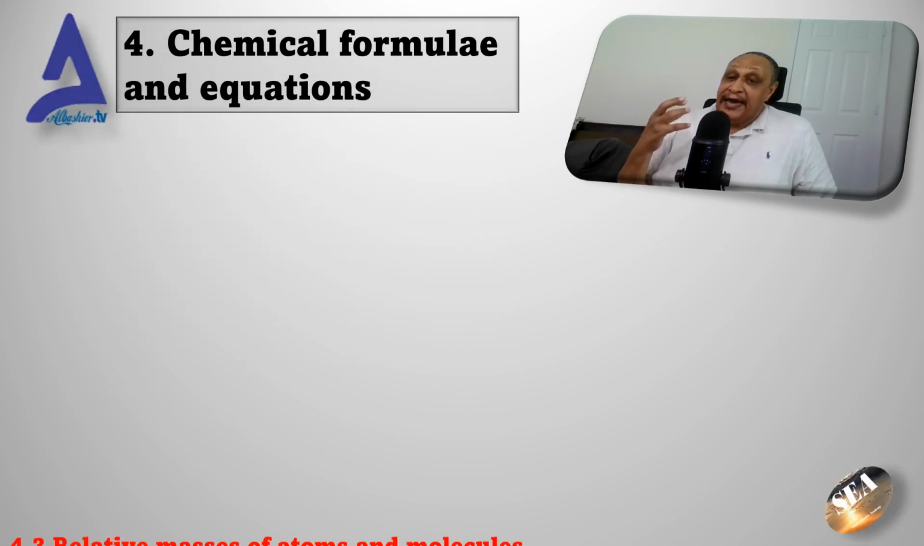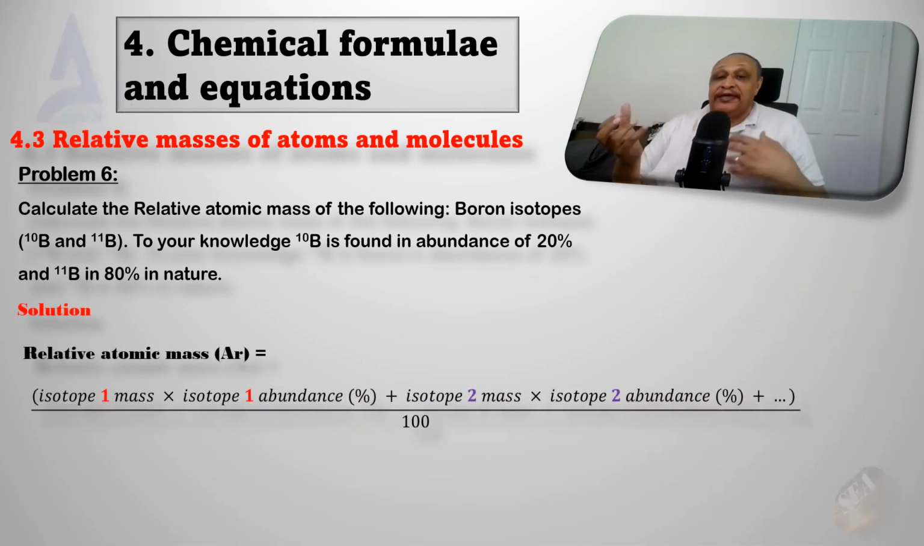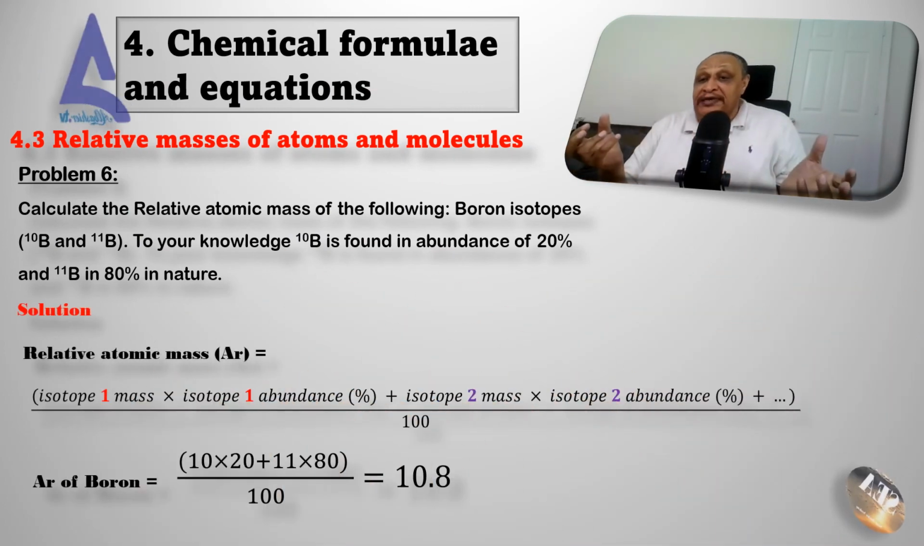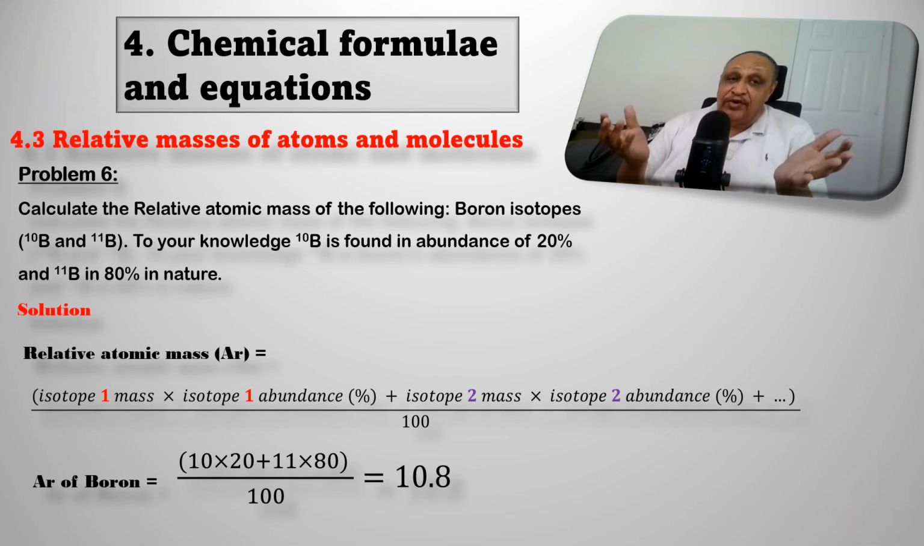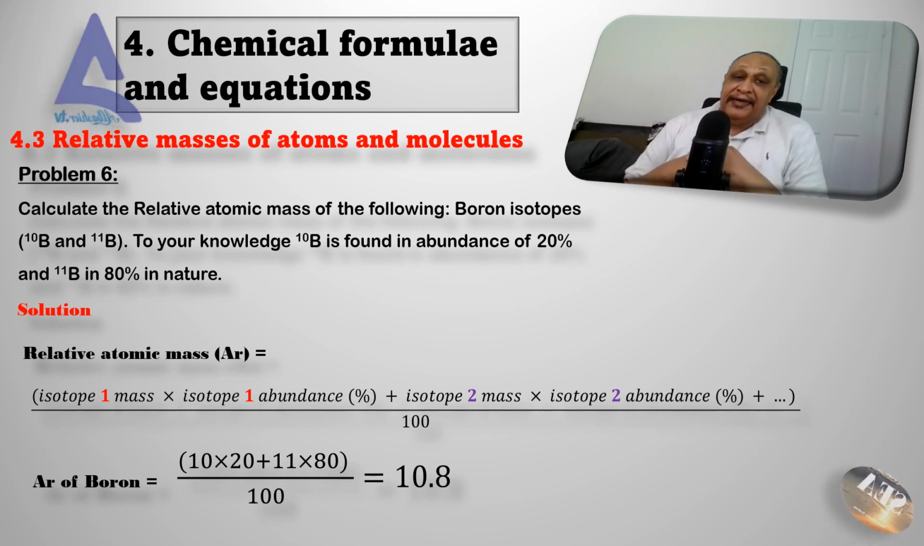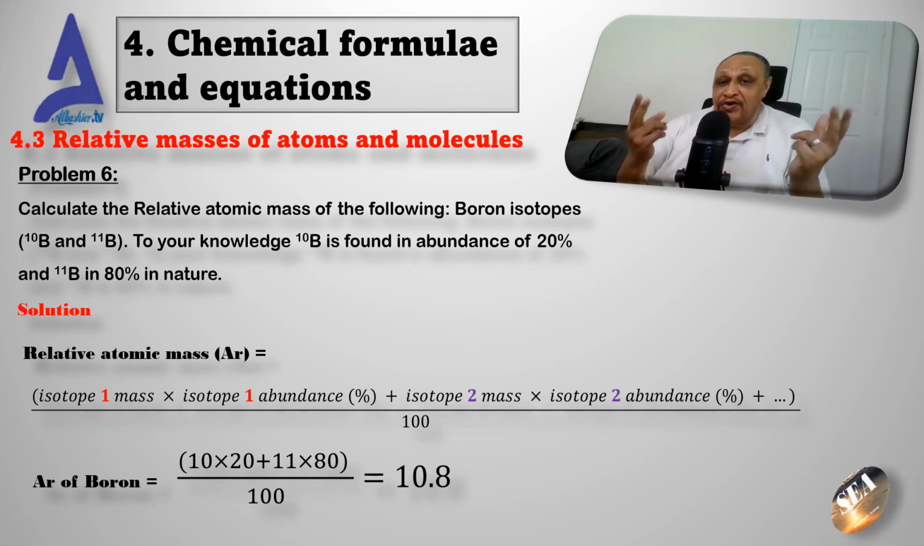The sixth example, the last example actually, is about boron, which has two isotopes, and we would like to know how to calculate the relative atomic mass for these boron isotopes. Again, calculate the relative atomic mass of boron. We have only two boron isotopes, 10 and 11. Boron-10 is found in 20%, while boron-11 in 80%. Those are only two.